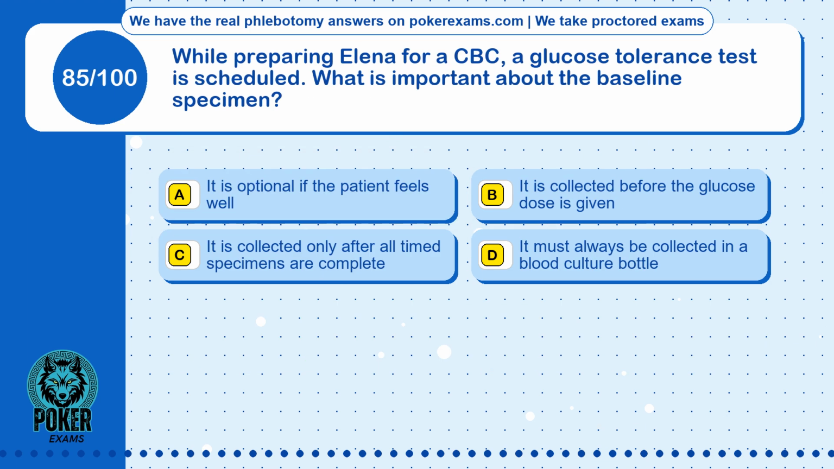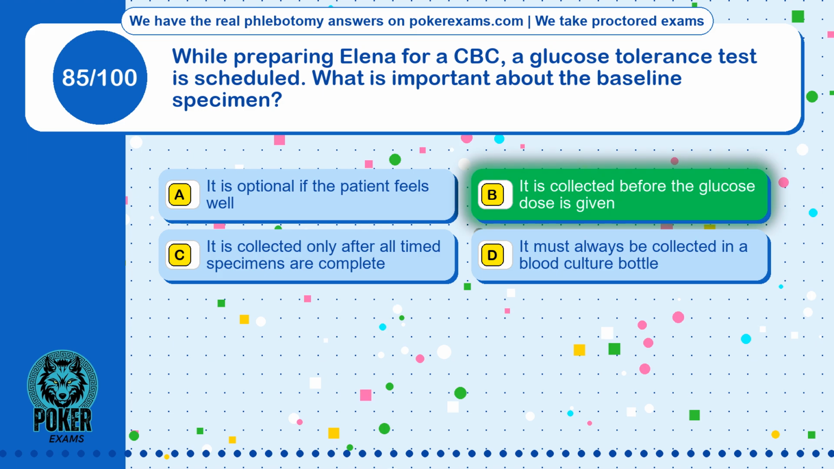Question 85. While preparing Elena for a CBC, a glucose tolerance test is scheduled. What is important about the baseline specimen? Option A. It is optional if the patient feels well. Option B. It is collected before the glucose dose is given. Option C. It is collected only after all timed specimens are complete. Option D. It must always be collected in a blood culture bottle.